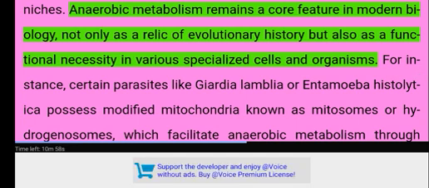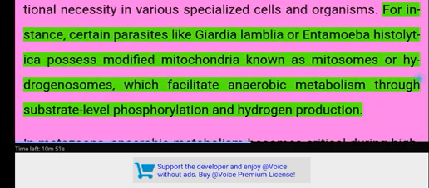Anaerobic metabolism remains a core feature in modern biology, not only as a relic of evolutionary history but also as a functional necessity in various specialized cells and organisms. For instance, certain parasites like Giardia lamblia and Entamoeba histolytica possess modified mitochondria known as mitosomes or hydrogenosomes, which facilitate anaerobic metabolism through substrate-level phosphorylation and hydrogen production.